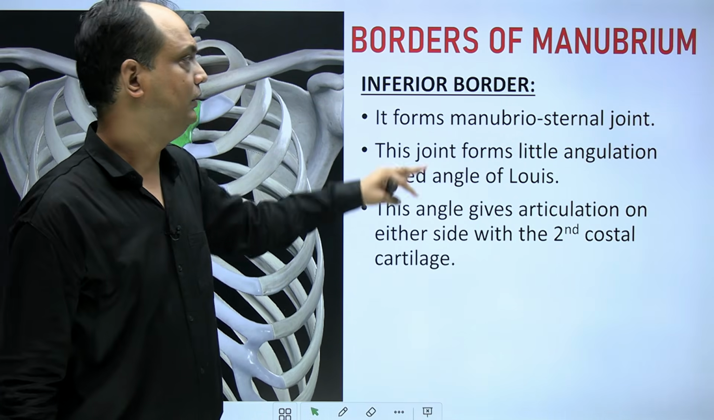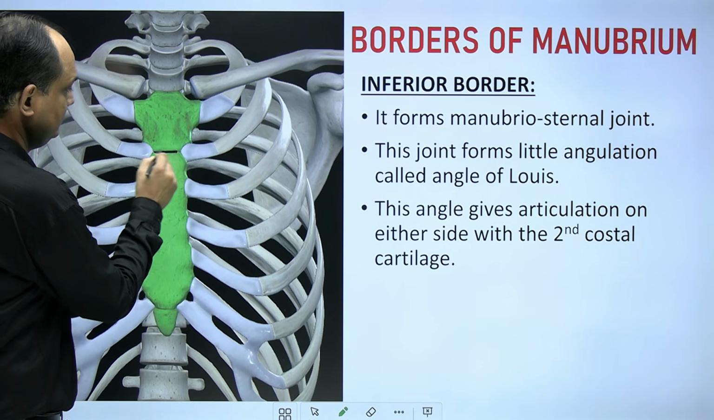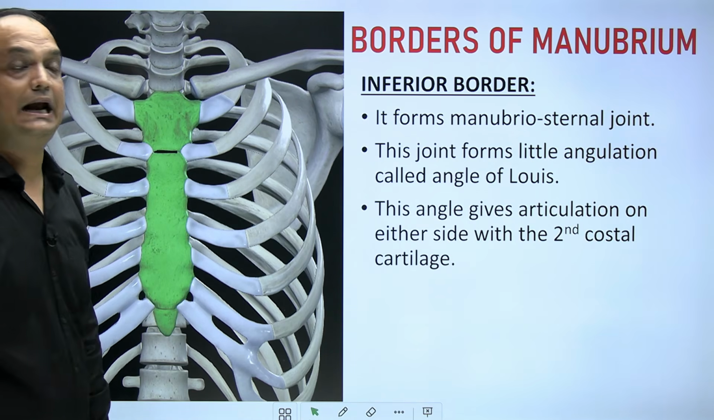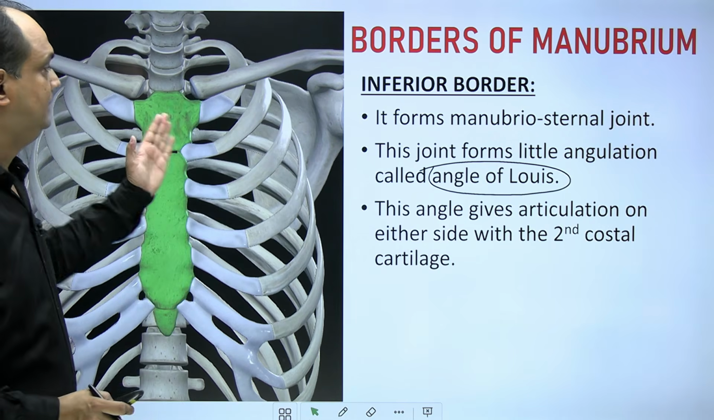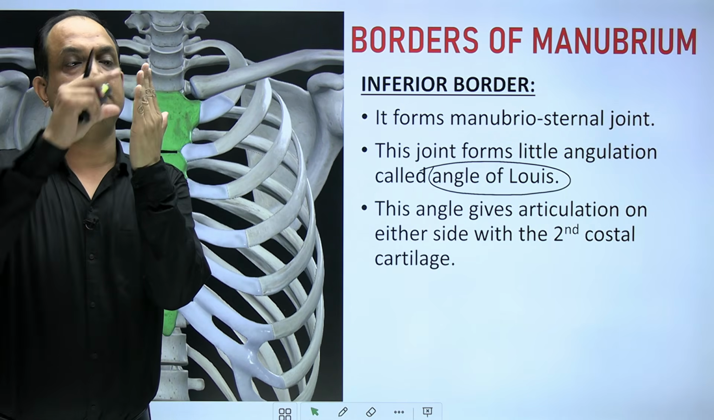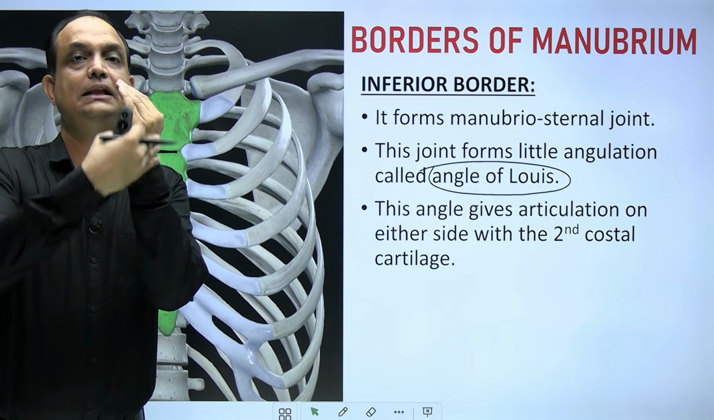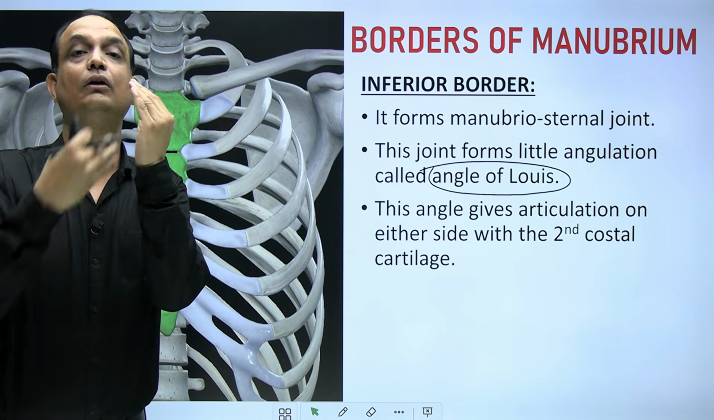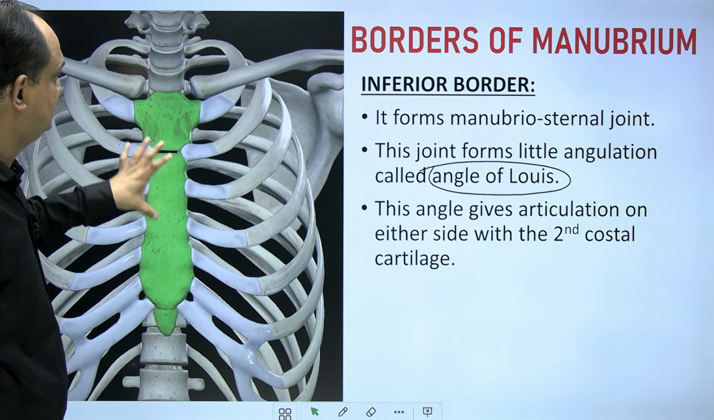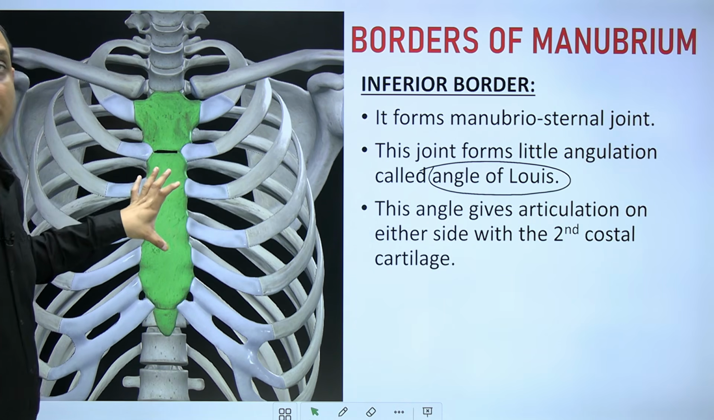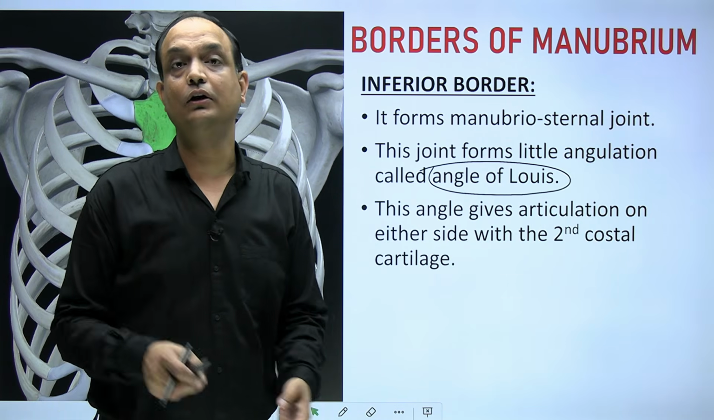Now what about the inferior border? You know that the inferior border forms a joint with the body of the sternum, and this joint is known as the sternal angle, or the angle of Louis. Now why is it known as the angle of Louis? Because it has a little bit of forward angulation. This is the manubrium, this is the body, and between them you have a forward angulation, known as the angle of Louis. So the sternal angle is nothing but the manubriosternal junction between the manubrium and the body.